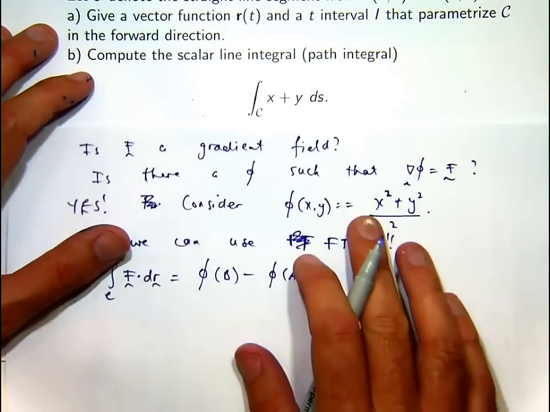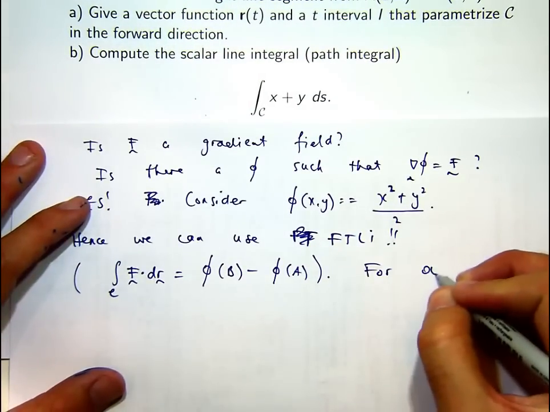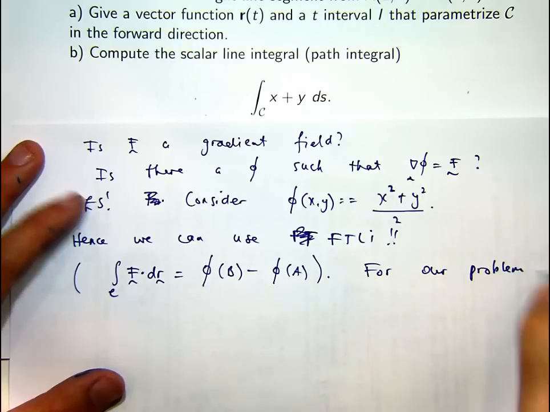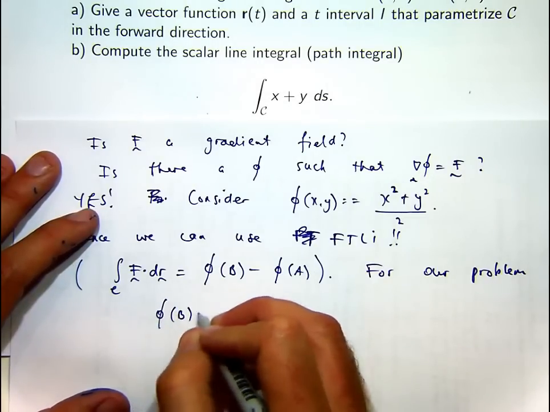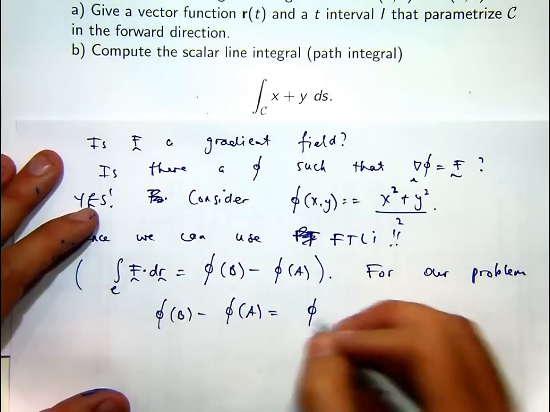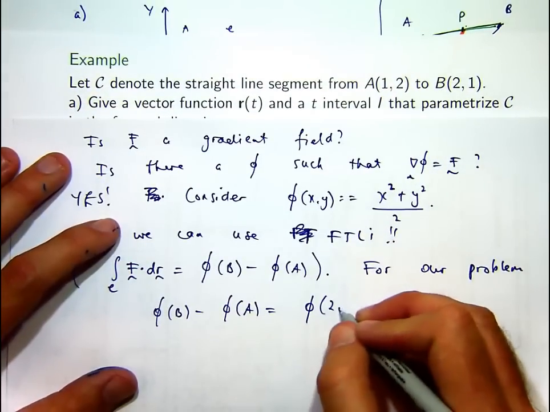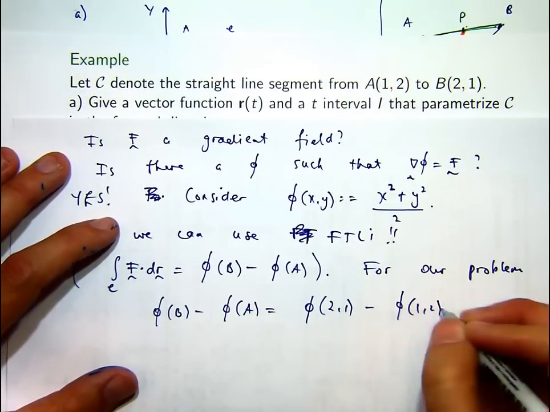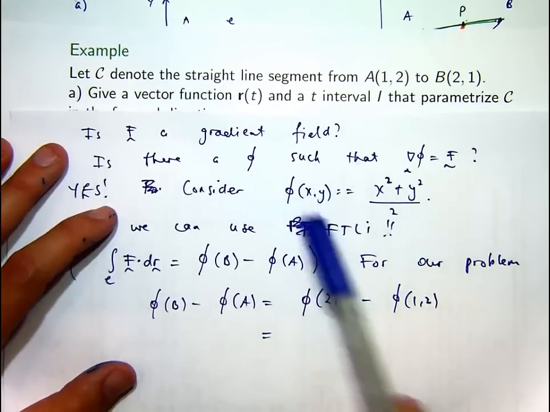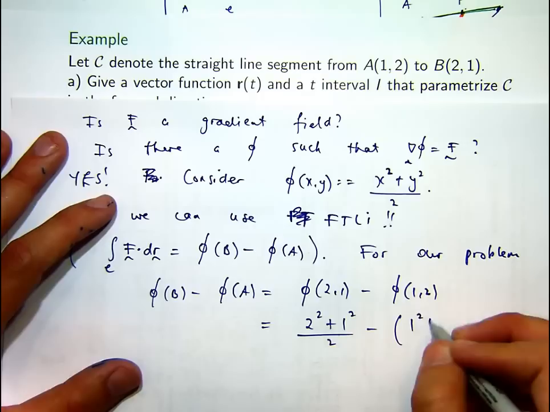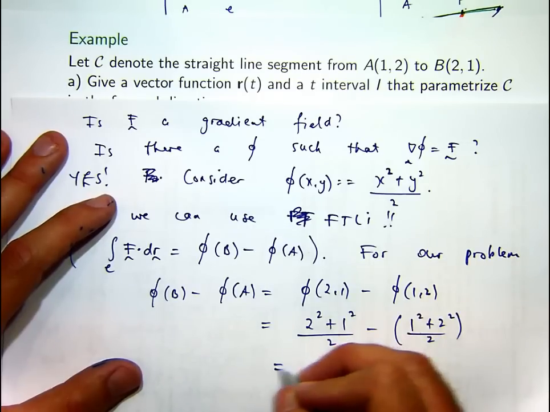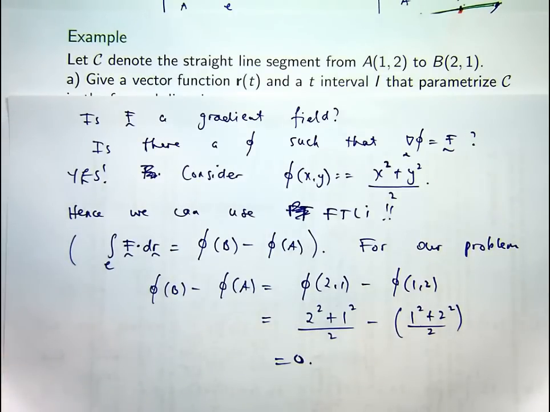Okay, so for our problem, let's see if we can work it out. Phi is this. So phi at B is that. If I plug those into my phi, I'm going to get 2 squared plus 1 squared all over 2 minus 1 squared plus 2 squared all over 2. So what have we learnt from this? Sometimes there's a better way to solve these line integral problems. Okay?